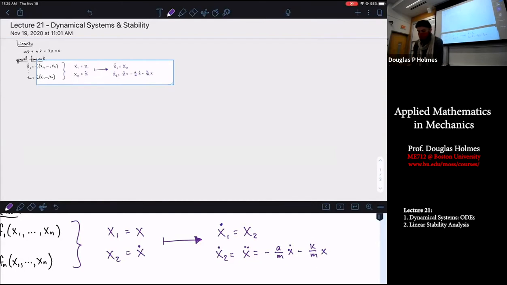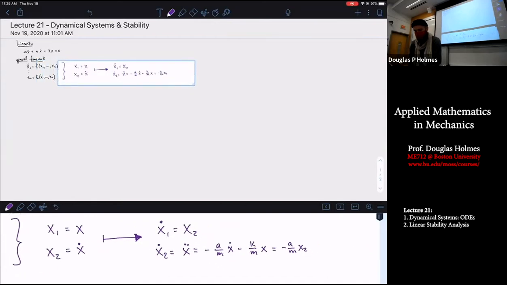And now, based on this definition of saying x1 dot is equal to x2, and x2 dot is equal to the second derivative of x, we can write this like so. Why are we doing this? Well, as it turns out, it's easier to evaluate and characterize these equations if we can write them as a system of first order ODEs instead of as one single second or third or fourth order ODE.